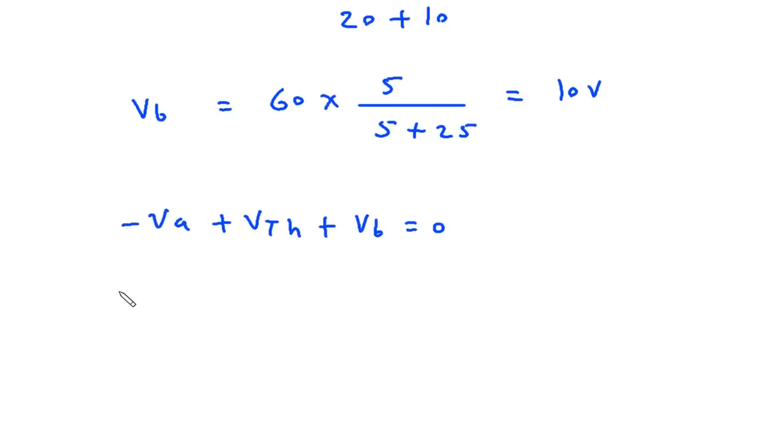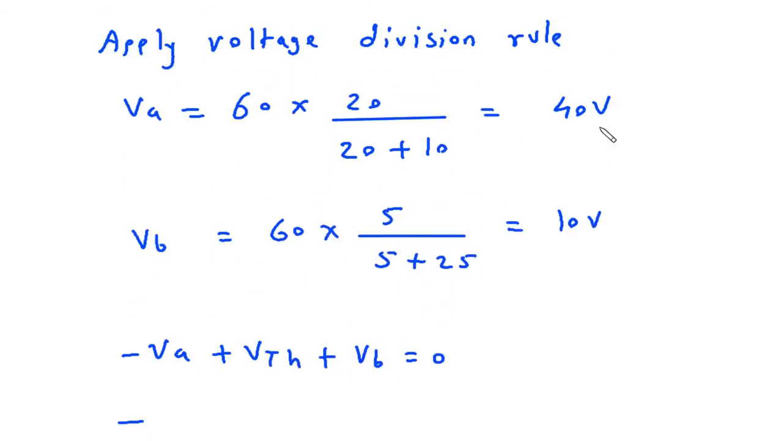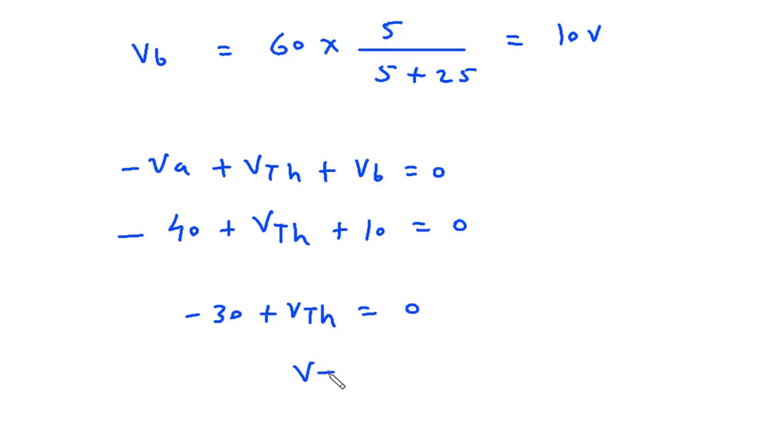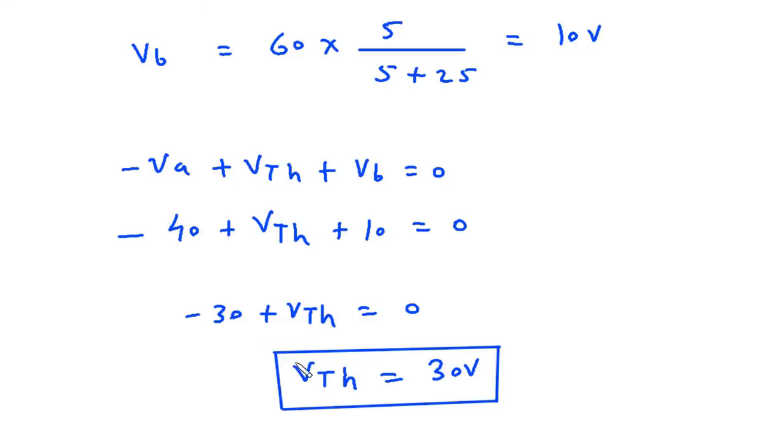So minus VA, so minus 4T plus VTH as it is, plus VB is 10 volt is equal to 0. So this will be minus 40 plus 10 will be minus 30 plus VTH is equal to 0. Therefore VTH is equal to 30 volt.